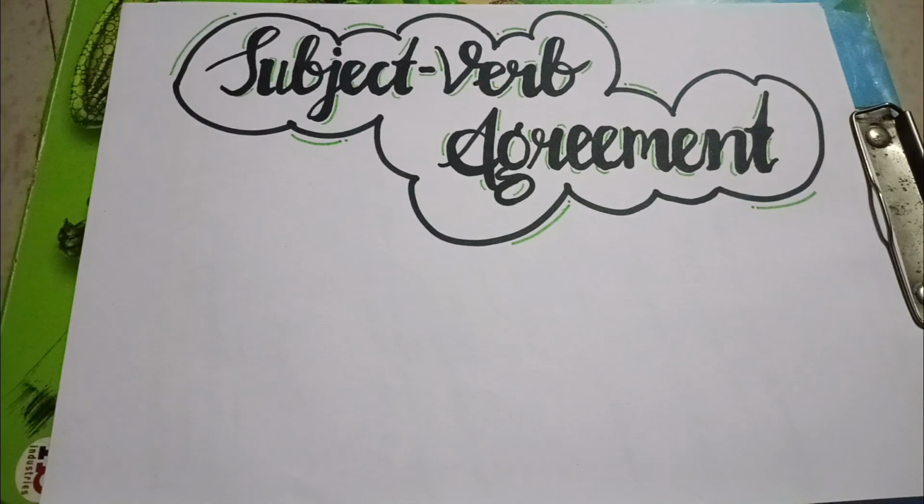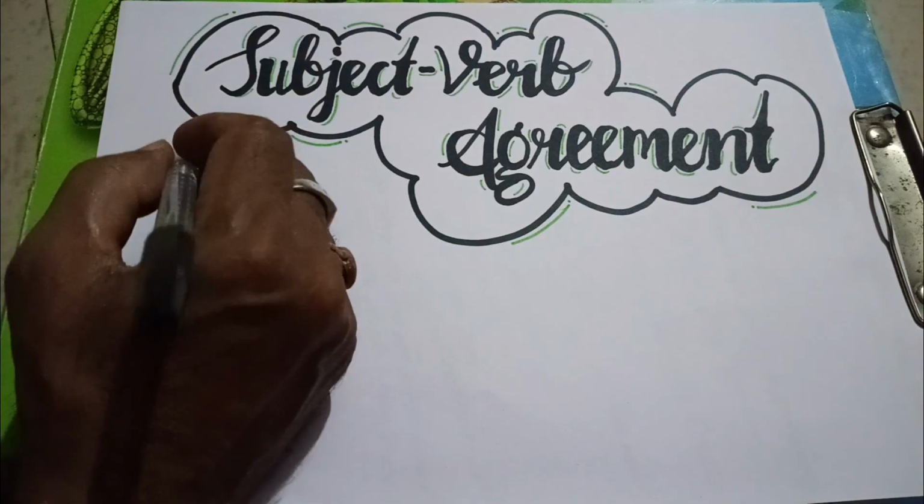Students, good morning. Today we discuss subject-verb agreement. What is subject-verb agreement? The grammatical relationship between subject and verb on the basis of structure and sense is called subject-verb agreement. Mainly, a verb always depends upon the subject's number and person.